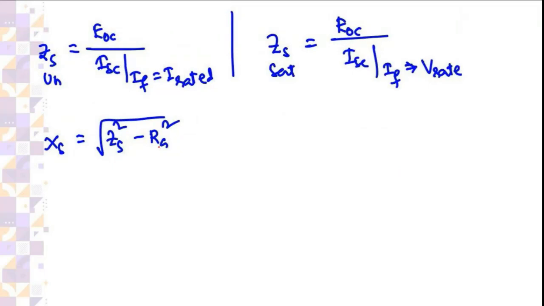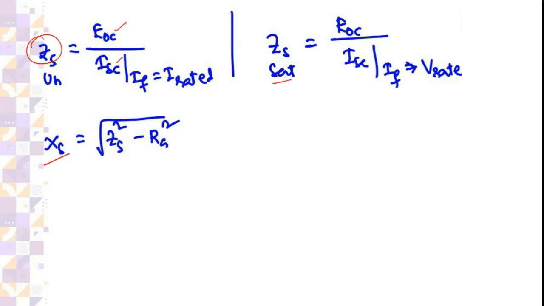Now, if you want to calculate the EMF, you need to calculate the synchronous reactance. Sometimes they don't give you synchronous reactance directly. They'll give you synchronous impedance. Synchronous impedance can be taken from the open circuit characteristics voltage and short circuit characteristics current, at rated field, rated current, when the excitation is given to you.